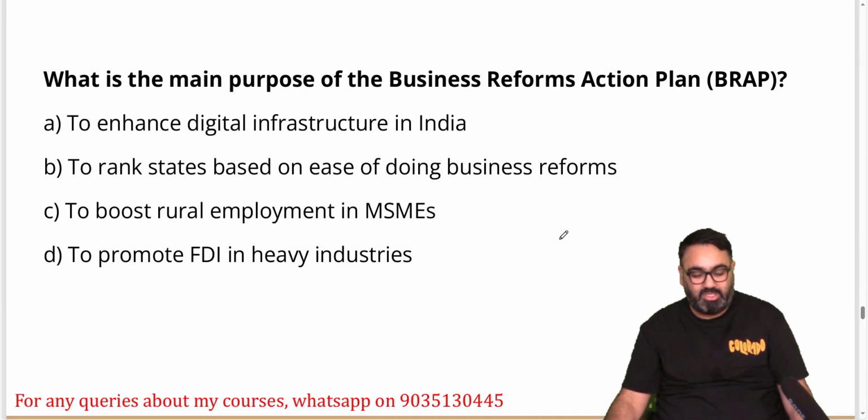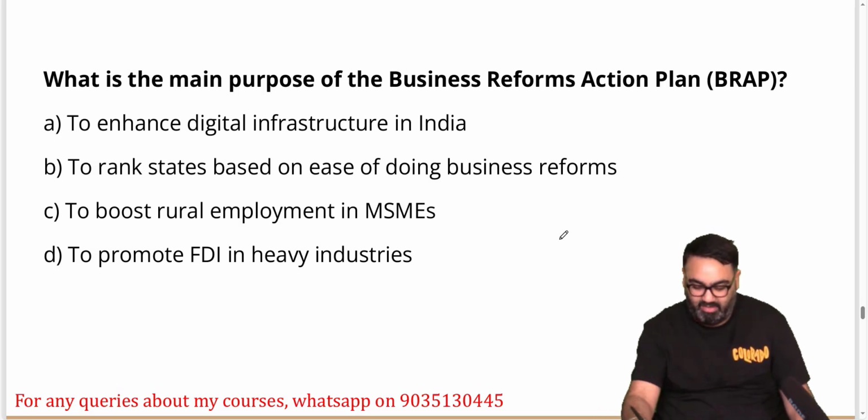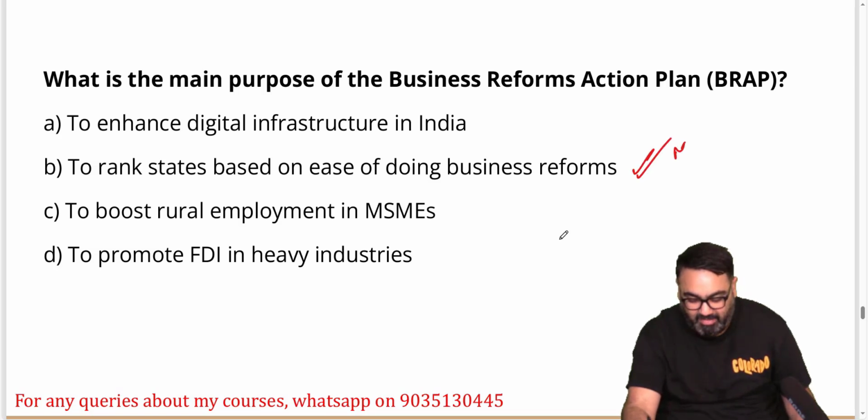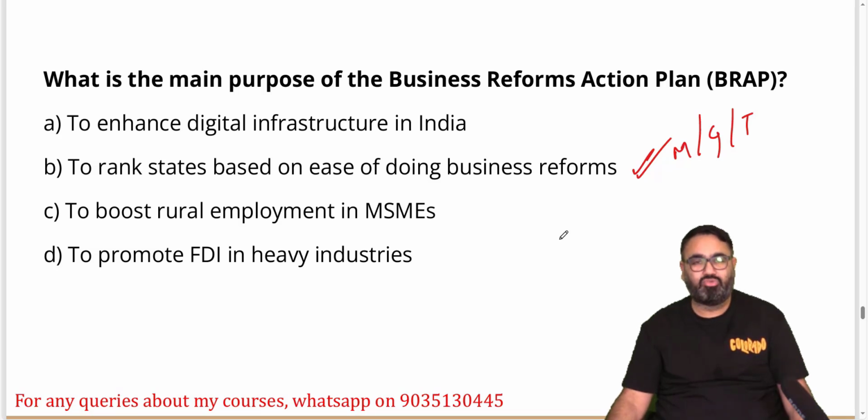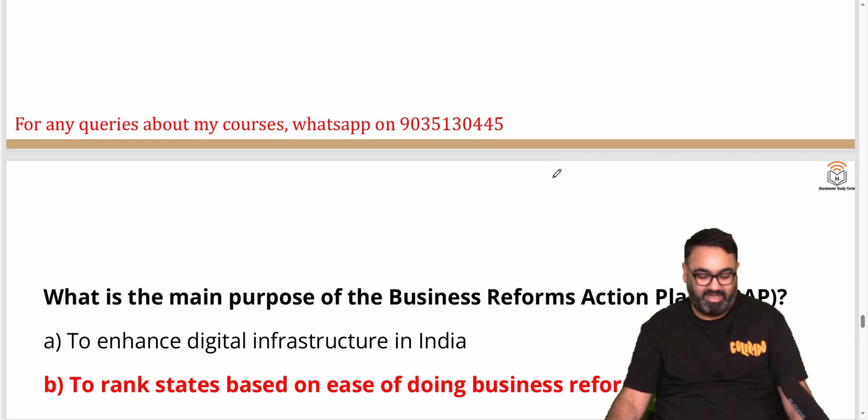Second, what is the main purpose of the Business Reforms Action Plan, BRAP? To enhance digital infrastructure, or to rank the states based on ease of doing business reforms. This is the one, we discussed this. Maharashtra ranks number 1, then comes Gujarat, then states such as Tamil Nadu. In terms of how easy it is to do business in these states, this is written in the Business Reforms Action Plan. So the answer here is B.